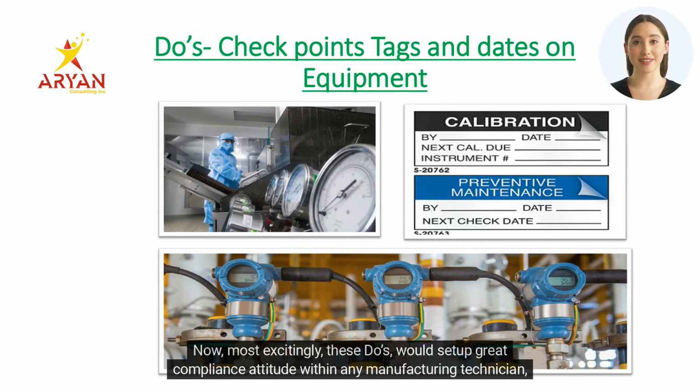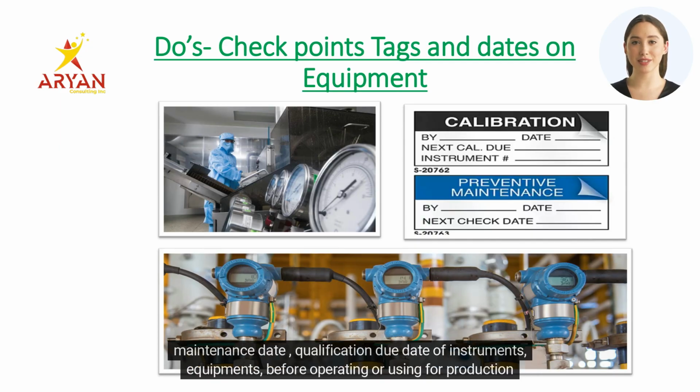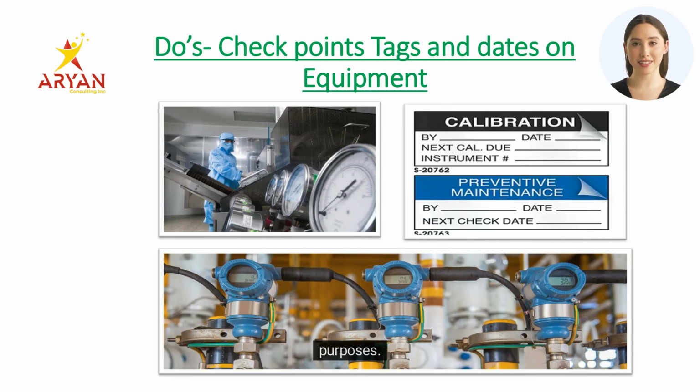Now, most excitingly, these do's would set up a great compliance attitude within any manufacturing technician if adopted and remembered. Let's move on and learn those points. Always check calibration dates, preventive maintenance dates, and qualification due dates of instruments and equipment before operating or using them for production purposes.